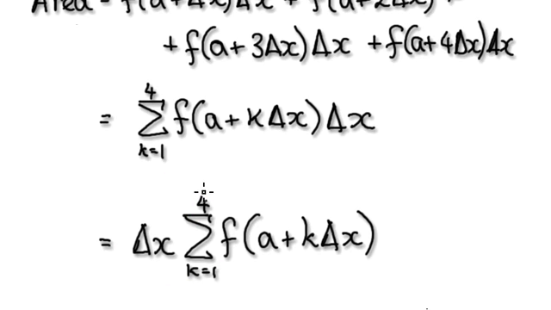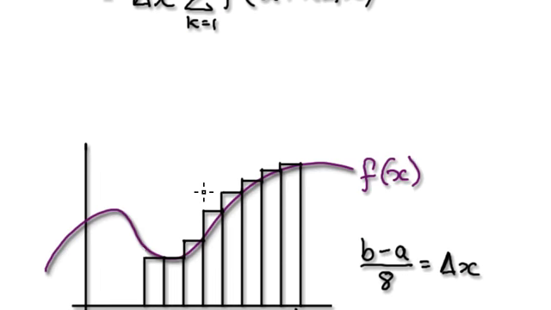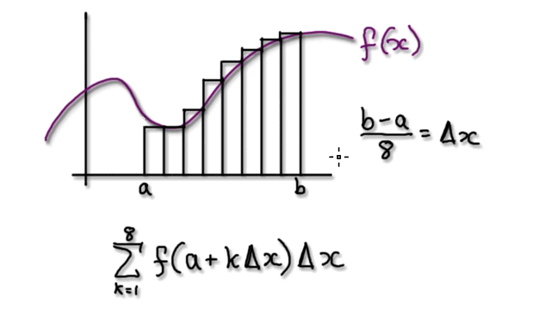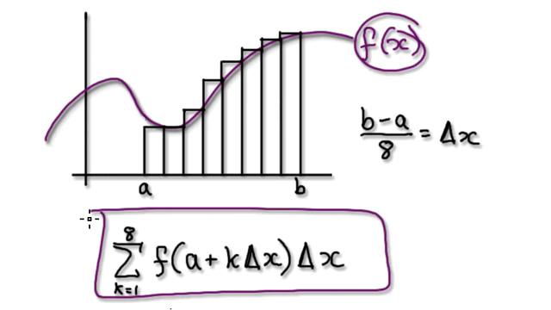So now to increase our accuracy, we would increase the number of strips. In this case, let's increase it to 8 strips. So you would get B take away A, which would give you this length, cut up into 8 equal pieces. So delta x here is this, okay? And then with 8 strips, the area underneath the function is approximately this.